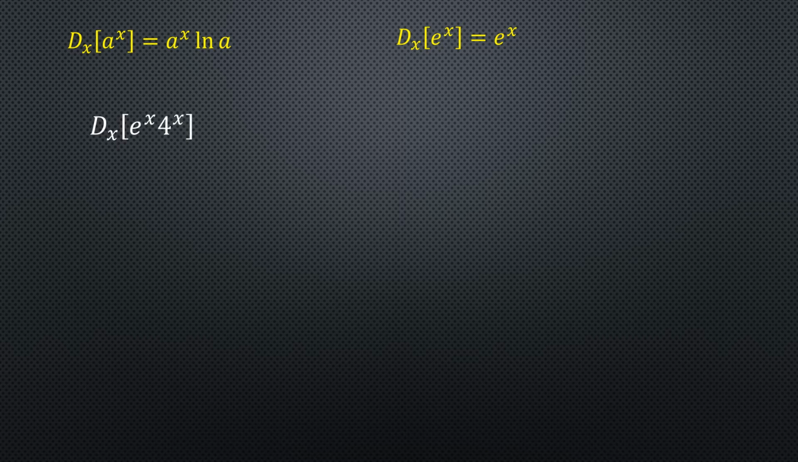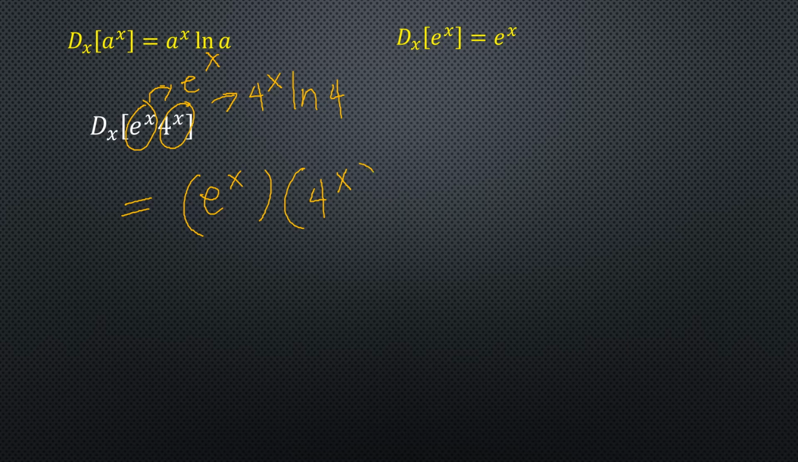So next is also product rule. So get the derivative of e raised to x, which is itself, and the derivative of 4 raised to x is 4 raised to x ln of 4. Now get the derivative of the first factor e raised to x, which is itself, and multiply that to the second factor, 4 raised to x. Now get the derivative of the second factor, 4 raised to x, which is 4 raised to x ln of 4, times the first factor e raised to x.